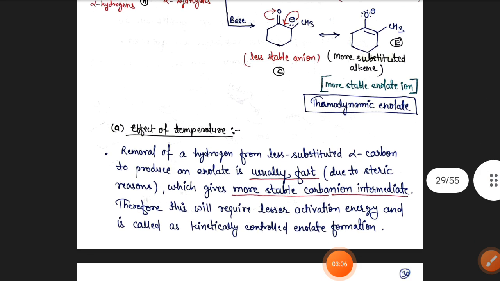Now the effect of temperature: removal of a hydrogen from the less substituted alpha carbon to produce an enolate is usually faster, for steric reasons. This requires lower activation energy, and this is called the kinetically controlled product.